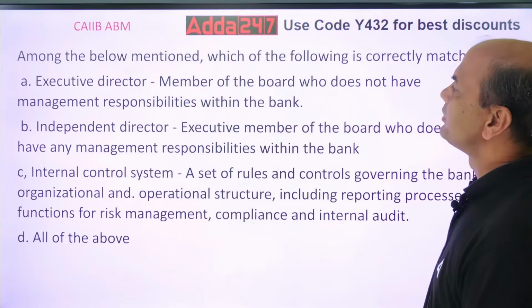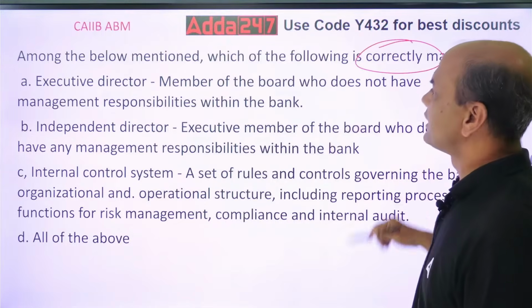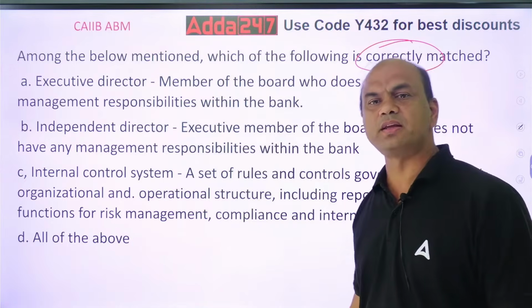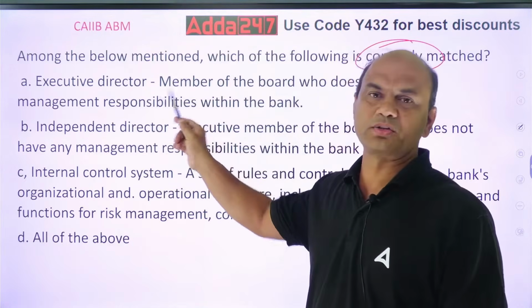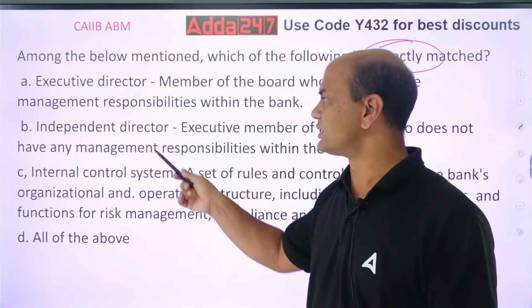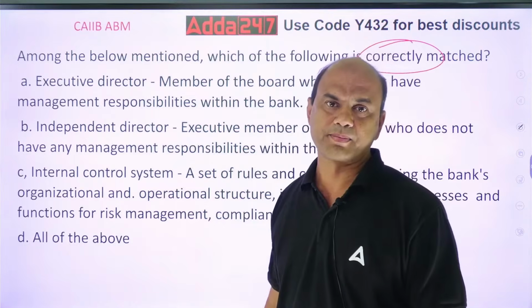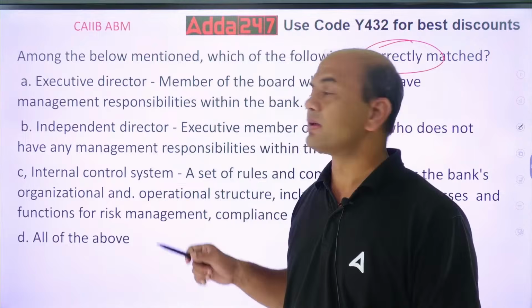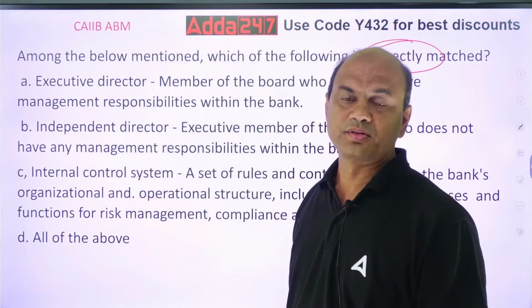Next. Among the below mentioned, which of the following is correctly matched? Look at this. You might be feeling that all of them are correct: executive director, independent director, internal control. But you must know that here we have to match the following. It may be that this and this may not match. So this is what you have to check.